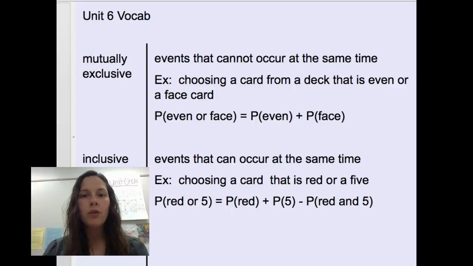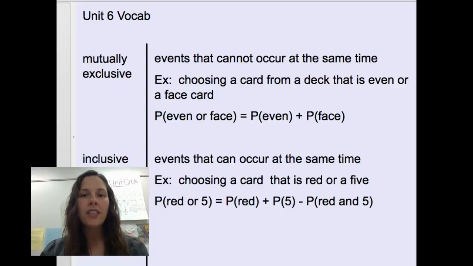So first of all, mutually exclusive events are events that cannot occur at the same time. For example, when you are drawing cards from a deck, you cannot draw one card that is both an even number and a face card. So those are mutually exclusive. And to calculate their probability, you simply add the probability of the two events. When you're looking at probability, if it is "and" probability, you multiply because you're looking at one event and another both occurring. If it's "or," you add because you are looking at one event or another occurring.